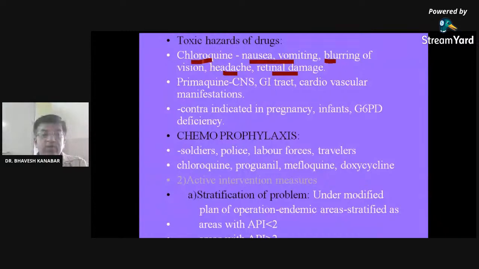If chloroquine injection is to be given, then we have to ask the patient to sit in our OPD to see any blurring of the vision or retinal changes. Primaquine may cause CNS and GI disturbances like nausea, vomiting, and cardiovascular manifestations. It is contraindicated in pregnancy, right?